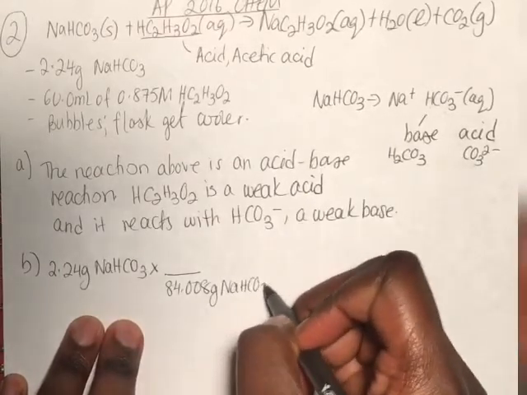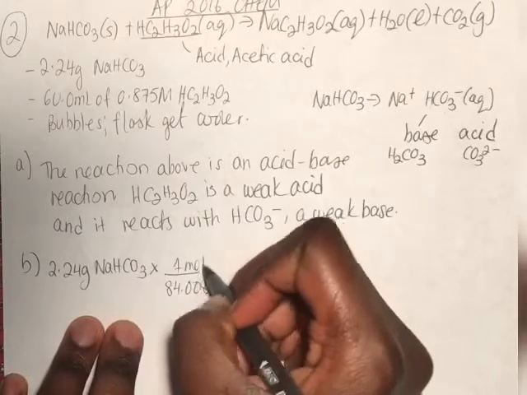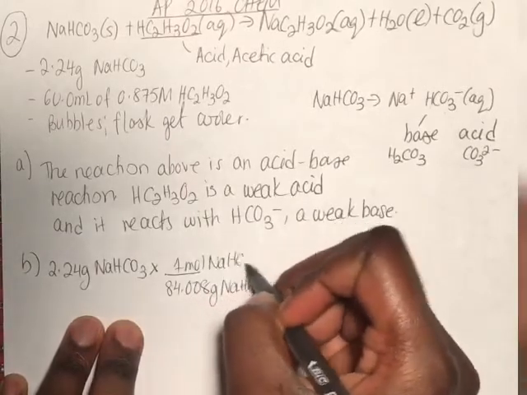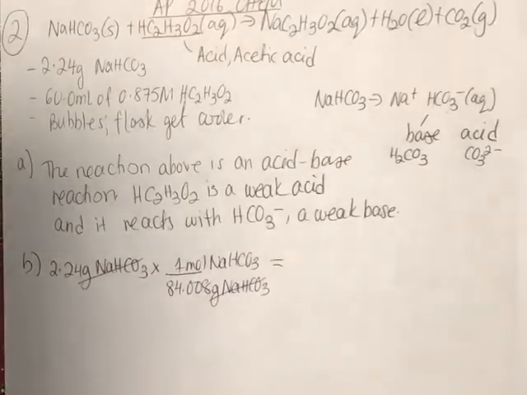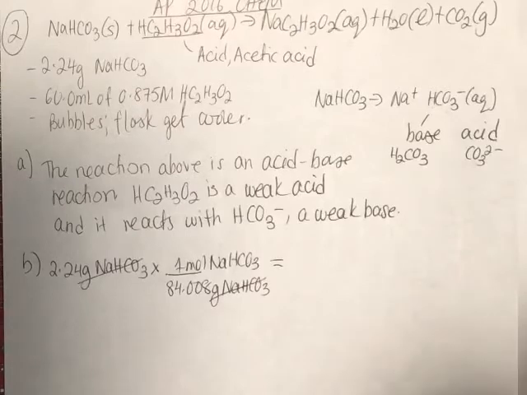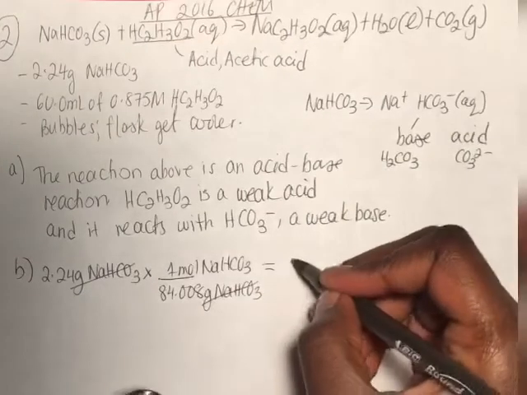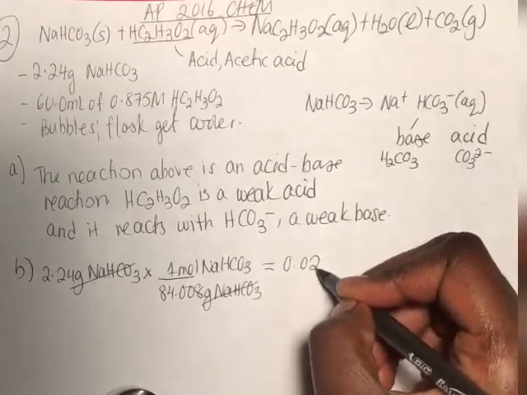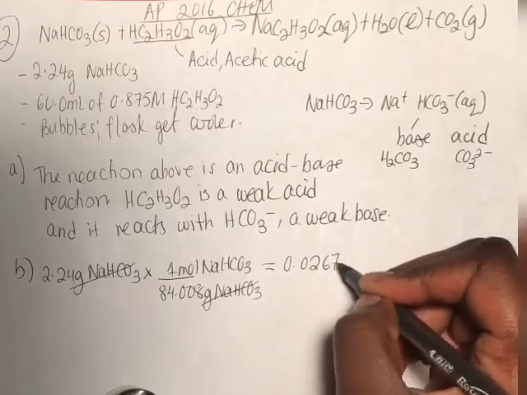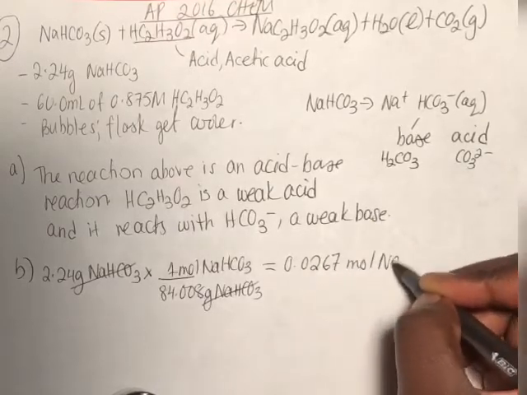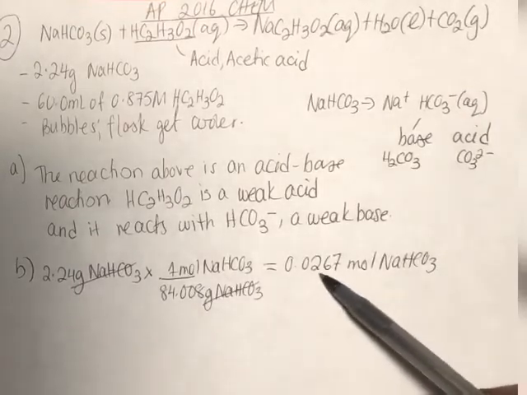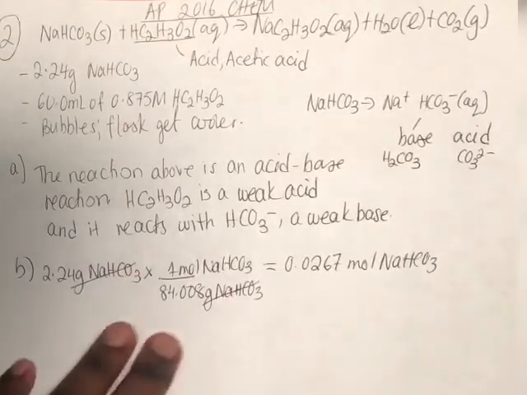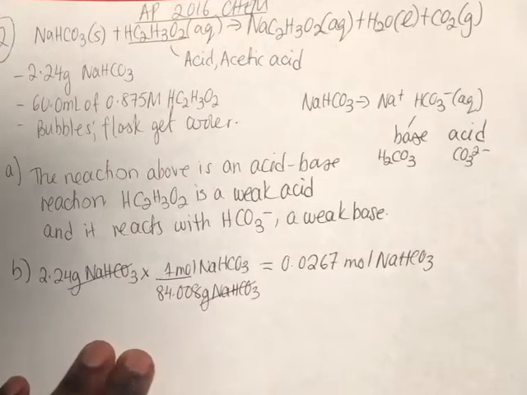grams. We want moles, so we put that at the top. Grams cancel with grams. Put that into the calculator. We get 0.0267 moles. We rounded to 3 significant figures because in our question, the lowest number of significant figures is 3.